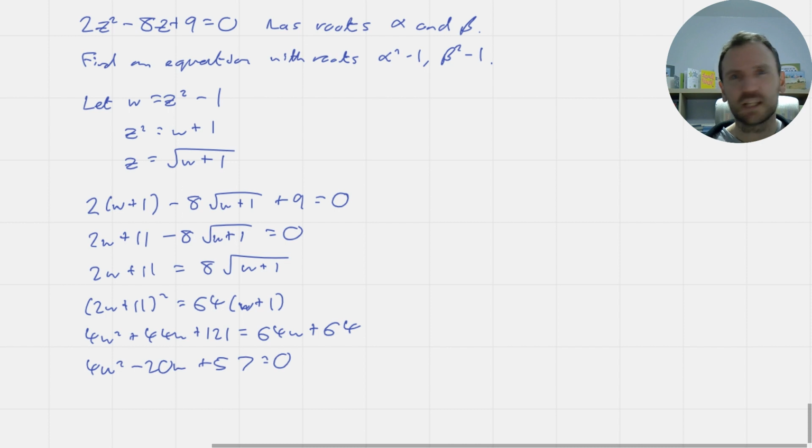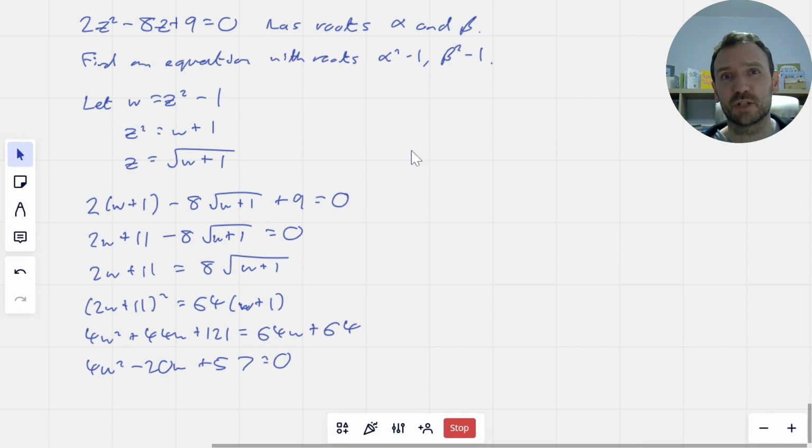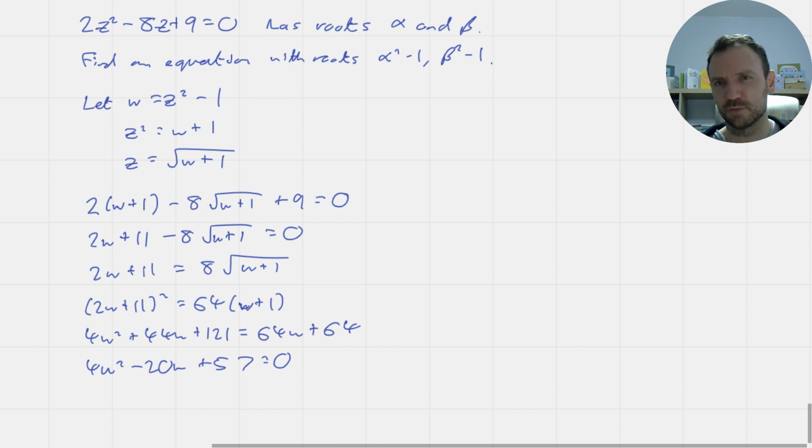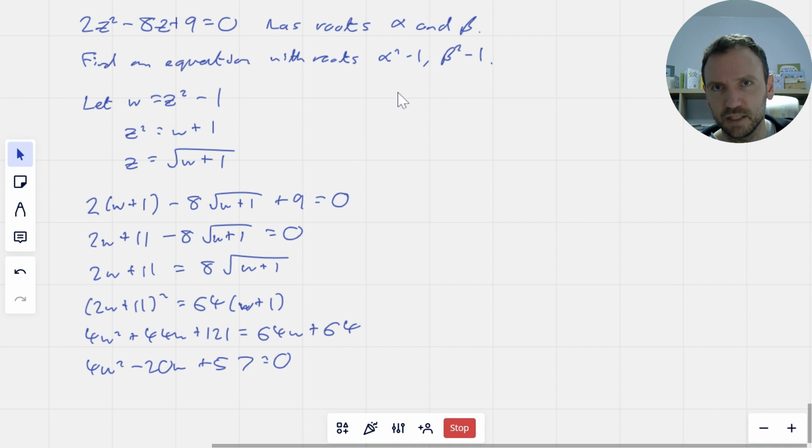Now, does that mean you can always make a substitution? If I'd wanted alpha cubed subtract 1 and beta cubed subtract 1, we'd have ended up with a cube root here, and this would have had a cube root involved, and this would have had a cube root involved, and you'd have really struggled to isolate those. It might have been possible after multiple steps, but it's not going to be the nicest way in those cases. So in the next video, we'll look at what to do if you don't have a nice substitution to make.